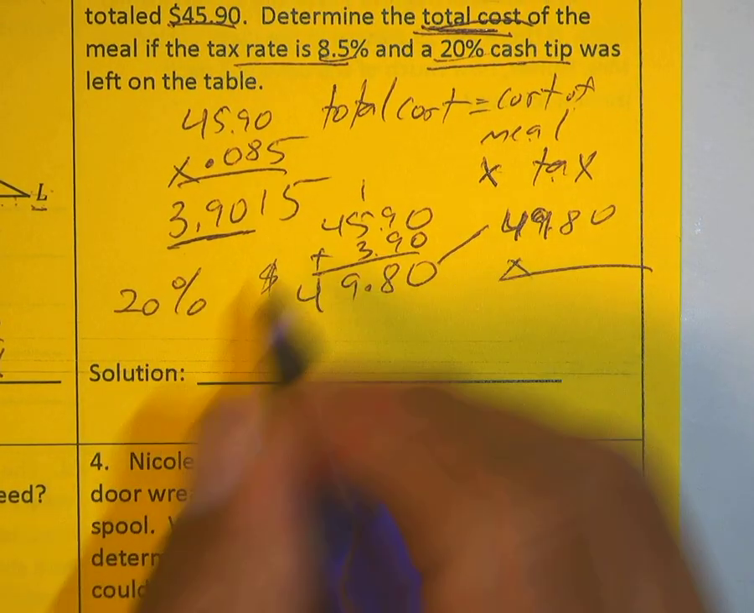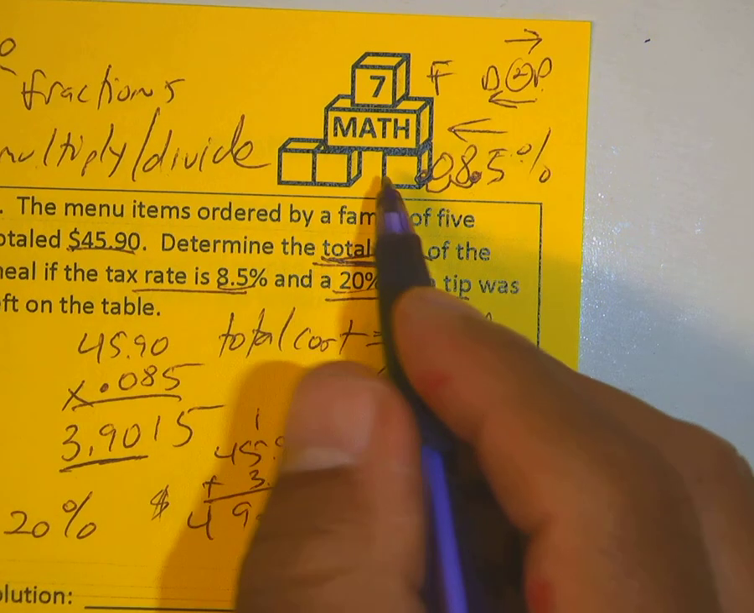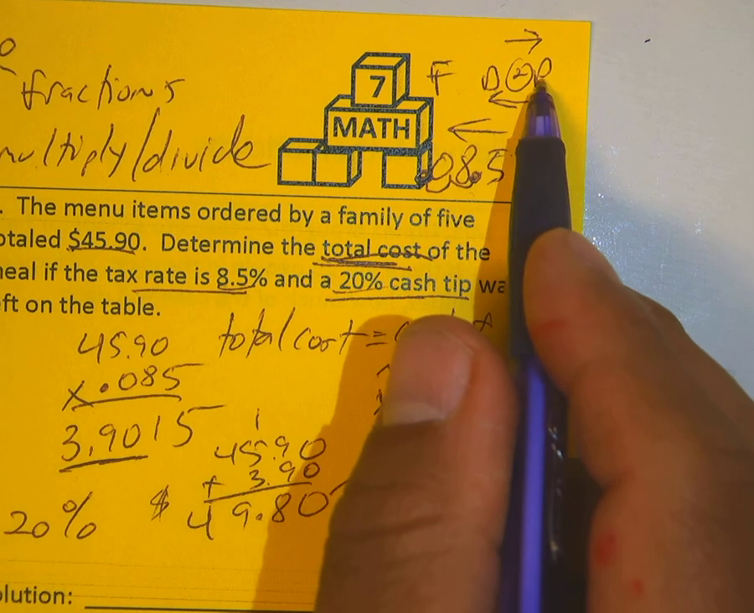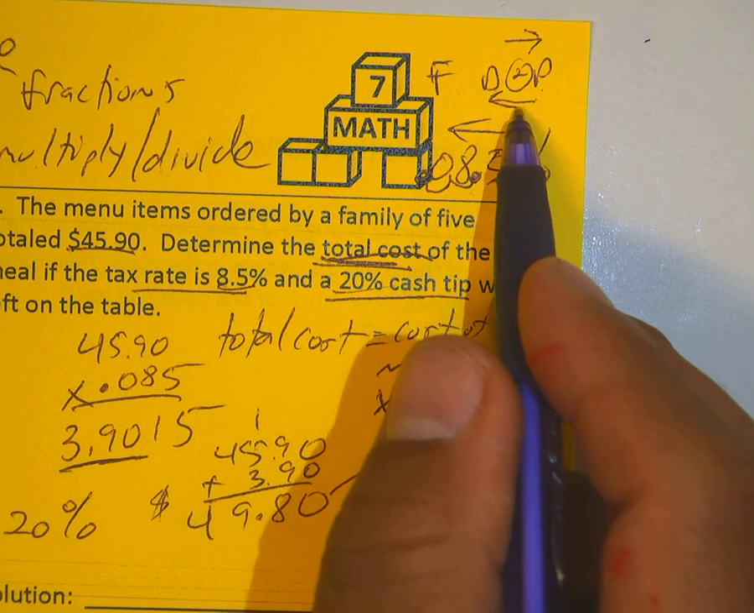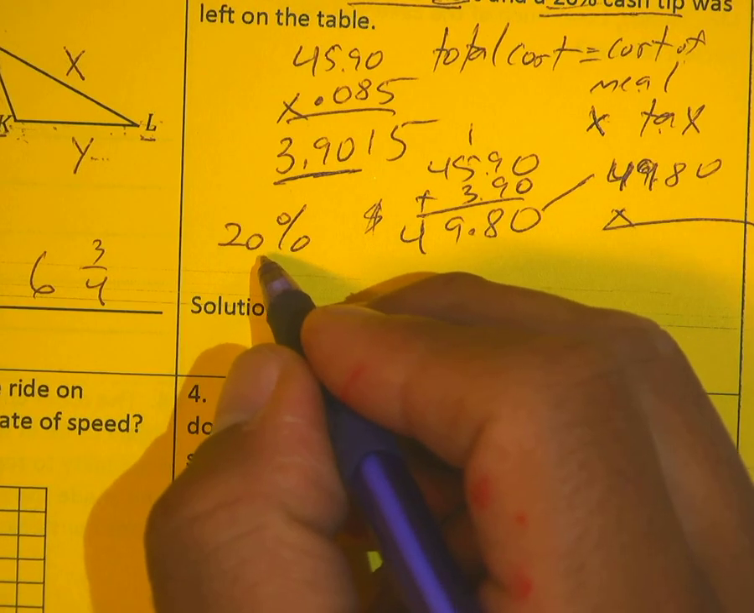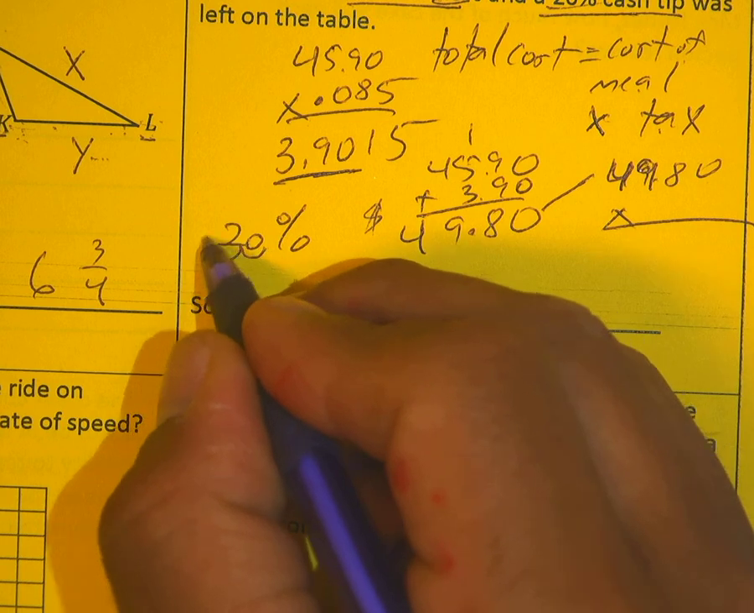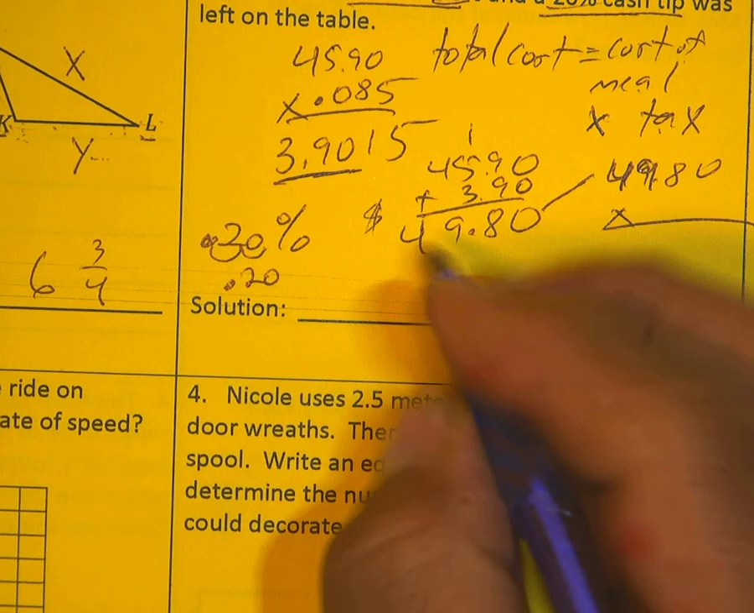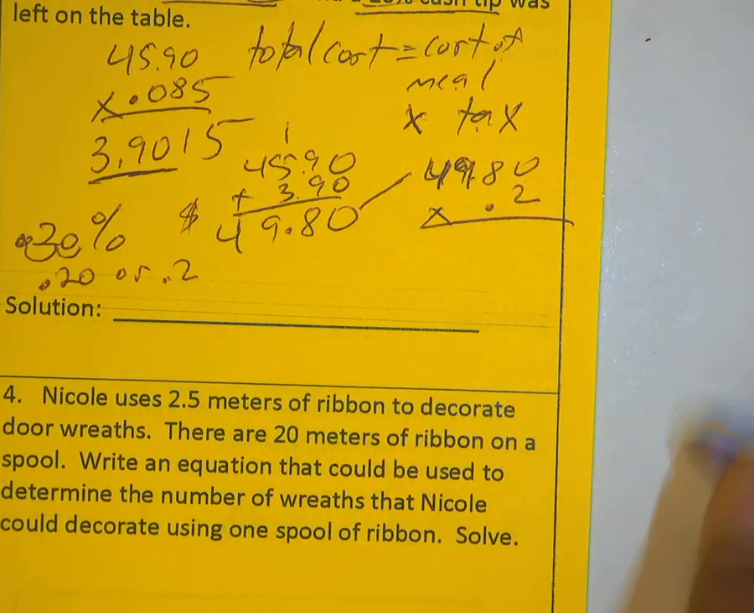20% as a decimal, you move the decimal 2 places to the left. Remember this: fraction, decimal, percent. You have a percent, you want to go back this way, you move the decimal 2 times to the left. Now here it doesn't have a decimal, so you have to start at the end because it's a whole number, and you go 1, 2, and so your decimal is 0.20, or you can say 0.2, and so that's what you're going to put here, 0.2.